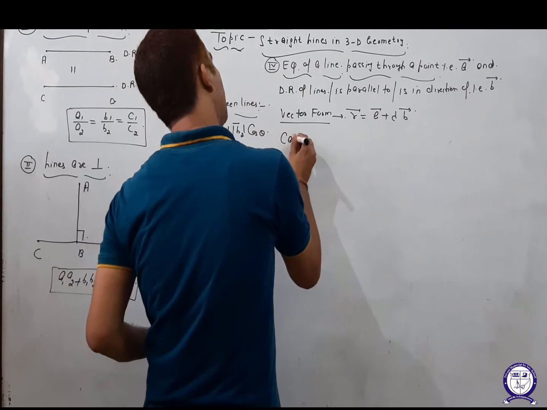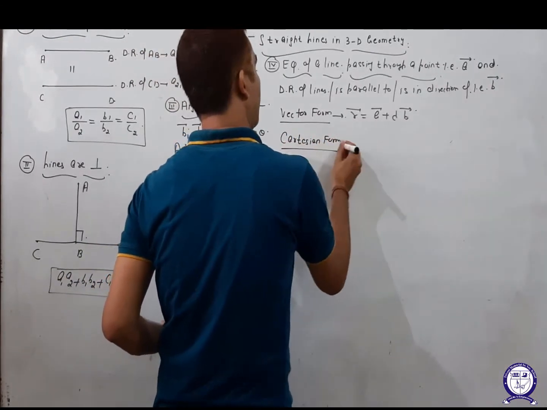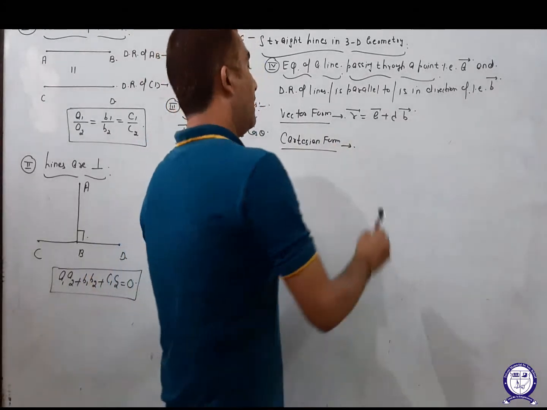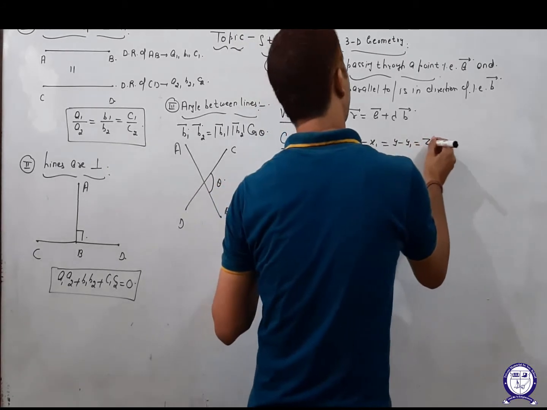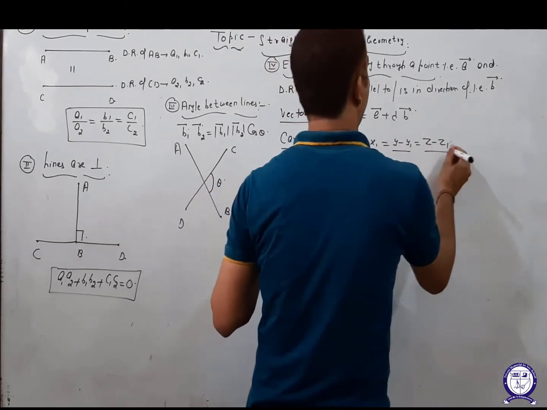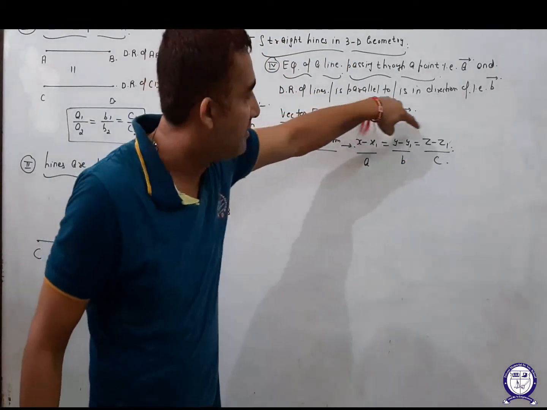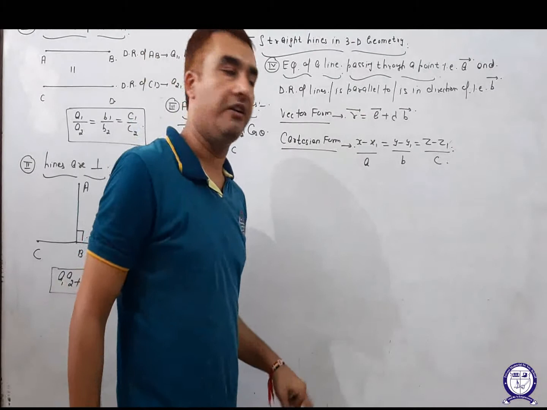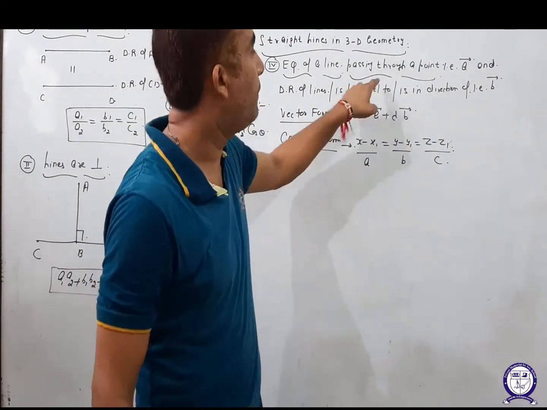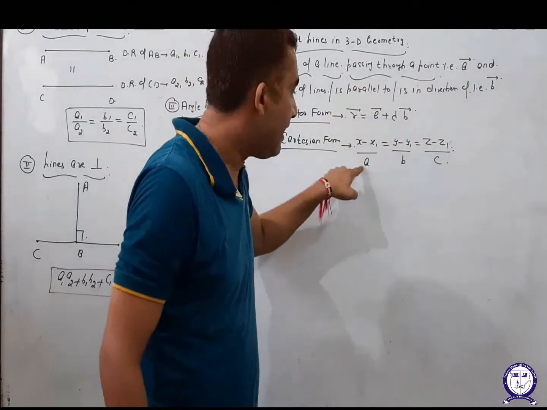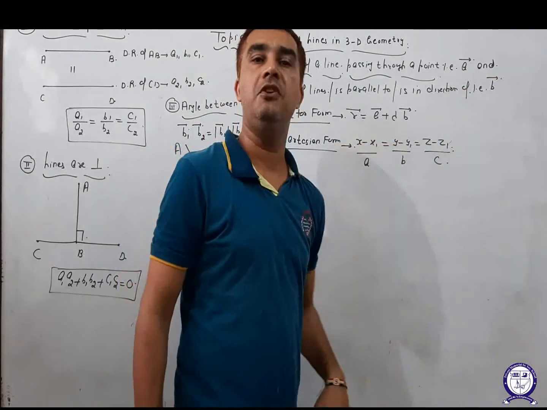Second is your Cartesian form. That is your Cartesian form. Cartesian form is x minus x1 is equal to y minus y1 is equal to z minus z1 upon a, b, c. Here x, y, z are coordinate of a point. x1, y1, z1 is your passing point in vector form represented by A vector. A, B, C are direction ratio in vector form represented by B vector.